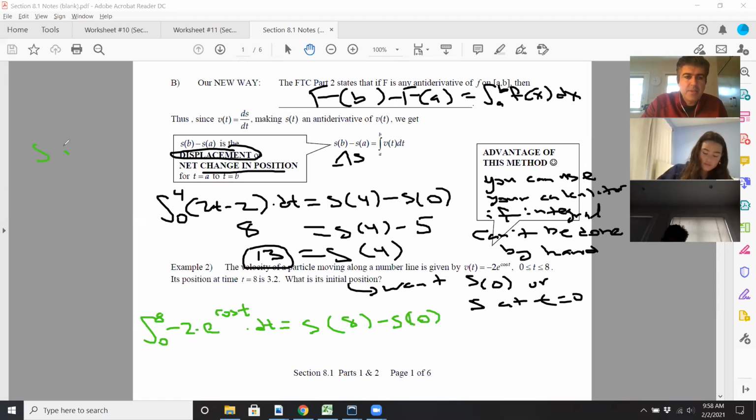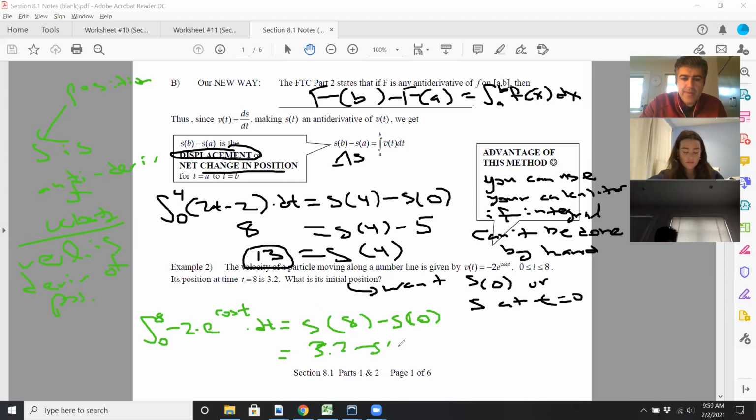Remember, s, which is position, is the antiderivative of velocity. This is now an application of the fundamental theorem of calculus, where velocity is the derivative of position, right? So fine, great. The definite integral of a derivative gets you back to your original, which is position in this case. Anyway, s of 8 we know is 3.2.